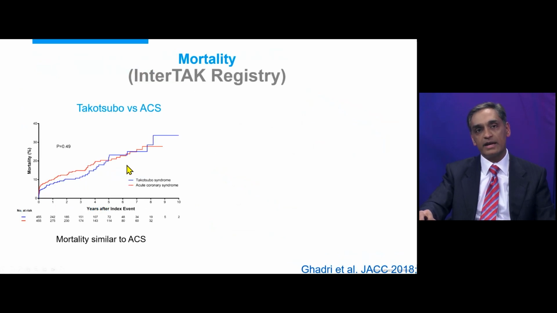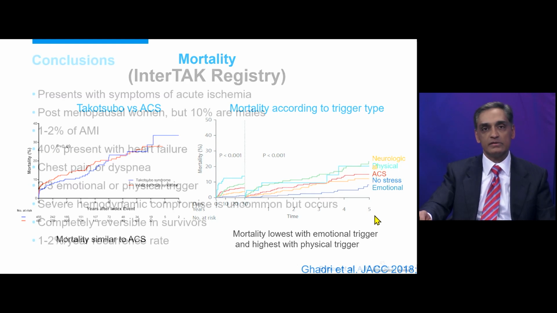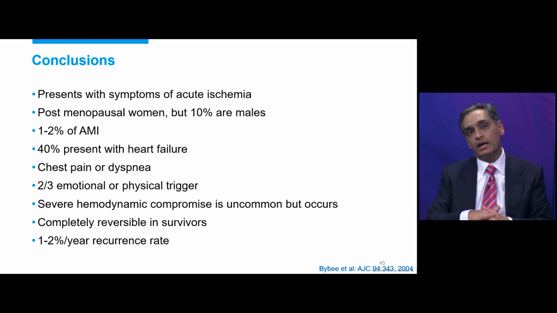Just data from the larger INTERTAC registry, again showing the long-term outcomes, and here the comparison is between Takotsubo and acute coronary syndromes, and they showed that the outcomes are very similar between ACS and Takotsubo. But if you divide them by triggers, again, just like we showed at the Mayo Clinic registry, this larger INTERTAC registry also showed that the outcomes are very different depending on whether it's an emotional trigger, who do the best, or a physical trigger or neurological trigger. Those patients seem to do the worst. So remember, the type of trigger determines long-term outcome.